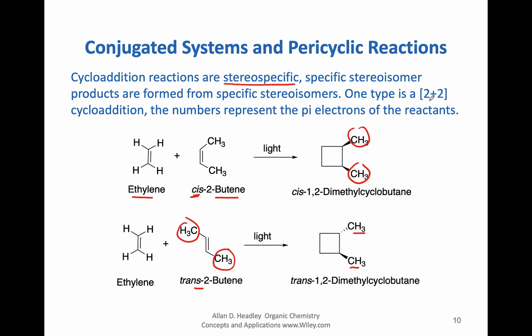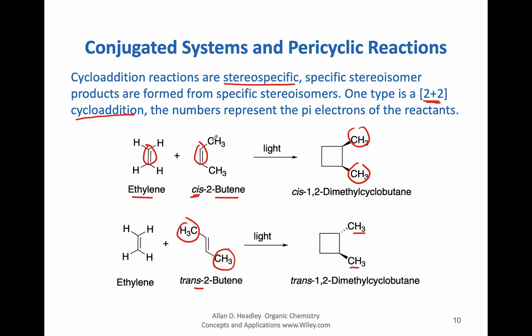They're also described as 2 plus 2. Of course, as you know, in chemistry, we always come up with shortened forms of representing different concepts when we communicate. So oftentimes, we refer to these reactions as 2 plus 2 cycloaddition. Why 2 plus 2? 2 pi electrons, 2 pi electrons. So that's why it's a 2 plus 2.